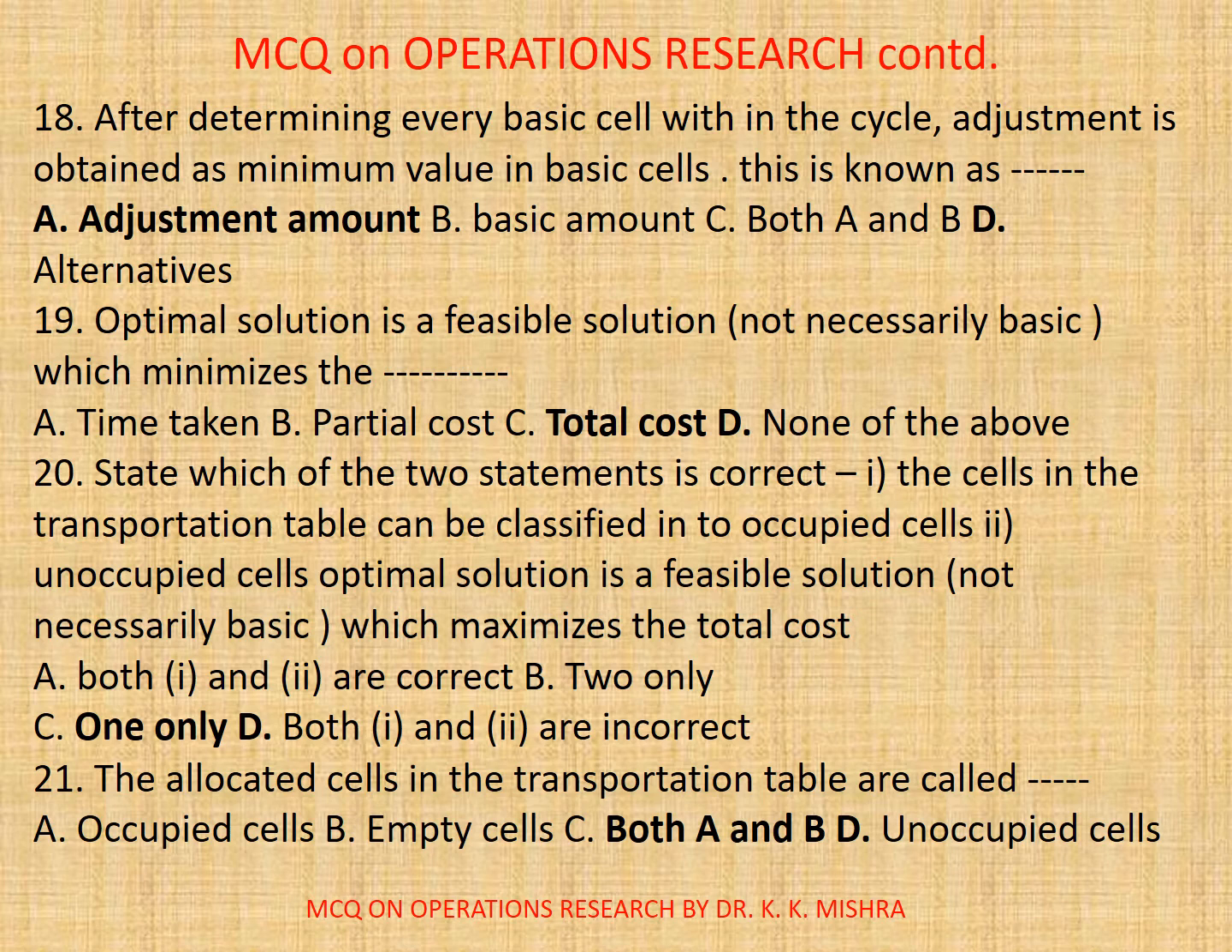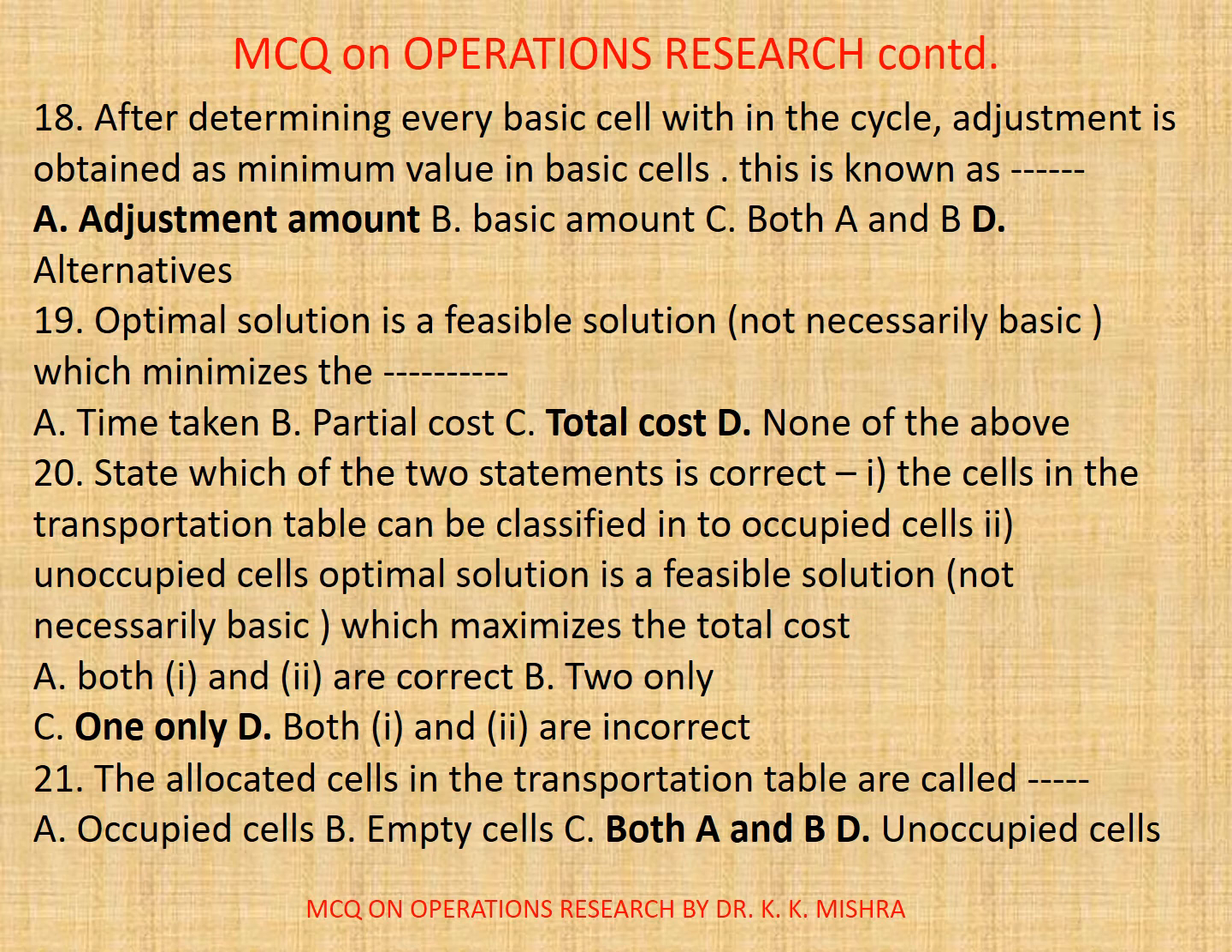20. State which of the two statements is correct. 1. The cells in the transportation table can be classified into occupied cells. 2. Unoccupied cells of optimal solution is a feasible solution which maximizes the total cost. Here only one option, that is first, is correct. So correct option is C.